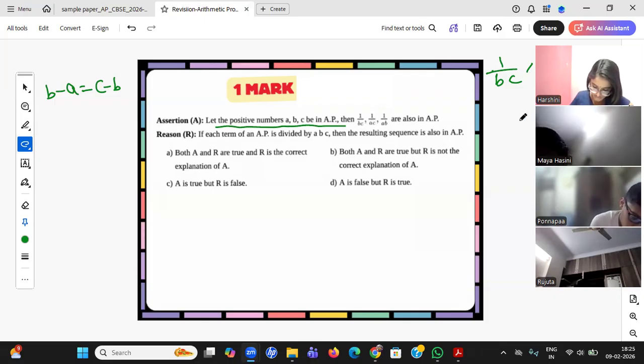Only one thing, if they are in AP, what should be true? 1 by AC minus 1 by BC should be equal to 1 by AB minus 1 by AC. You should check this condition. Then you should give the answer.